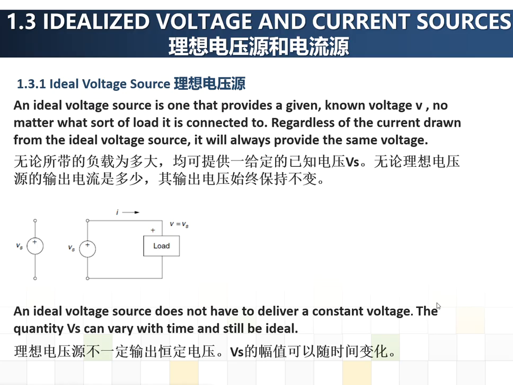An ideal voltage source does not have to deliver a constant voltage. The quantity Vs can vary with time and still be ideal.